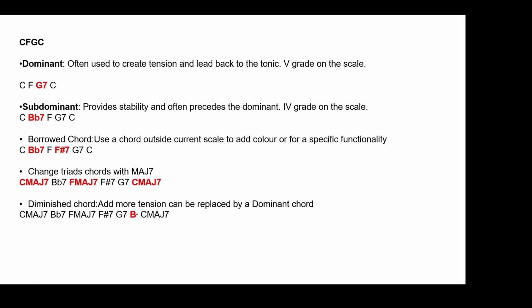Now, diminished chords. If you see here, I added another chord between the G7 and the C major 7, a B diminished chord. The B diminished chord wants to resolve into C. All the diminished chords want to resolve into their tonic. So what I'm adding with this B diminished chord is more tension. This dominant 7 chord generates tension, but this one will increase the tension way more.